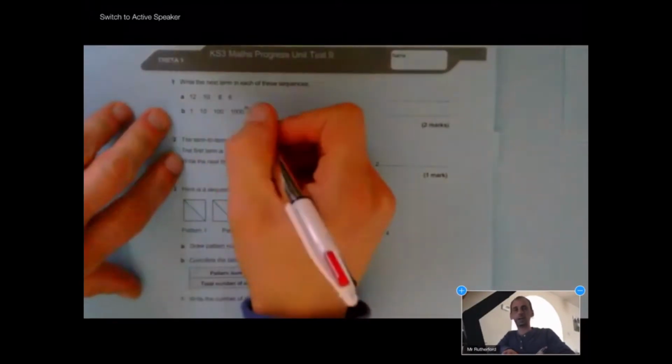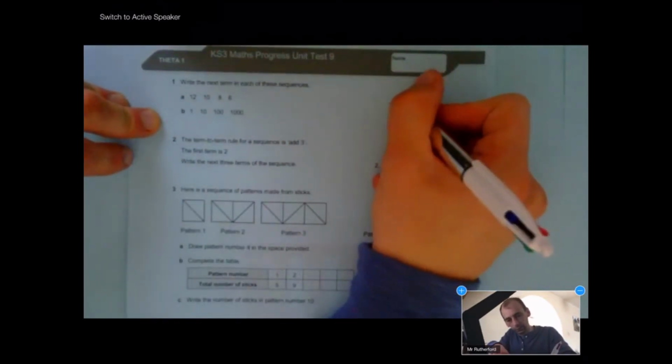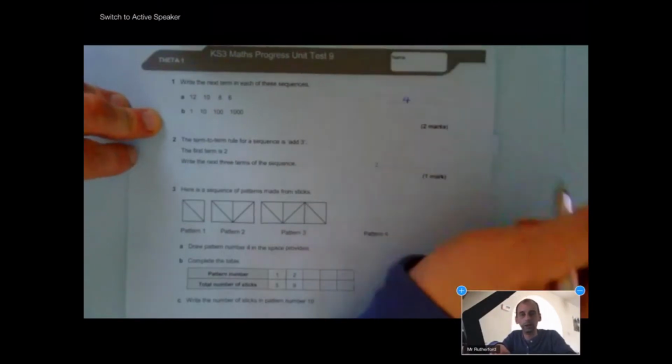Okay, right, so the solutions to the sequences and graphs unit assessment. So here is the first question. It says, write down the next term in each of these sequences. So the first sequence goes 12, 10, 8, 6. So it's a descending arithmetic sequence. And the next term will be 4 because it is going down in twos.